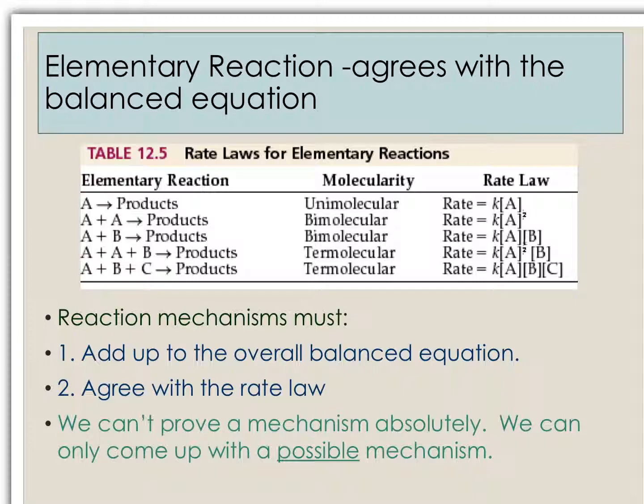So we can't prove a mechanism absolutely, but we can come up with a possible mechanism. This is just how we talk about all science. You don't really prove anything in science. You support it over and over and over again until someone can disprove it. You can disprove science. You can't prove science.